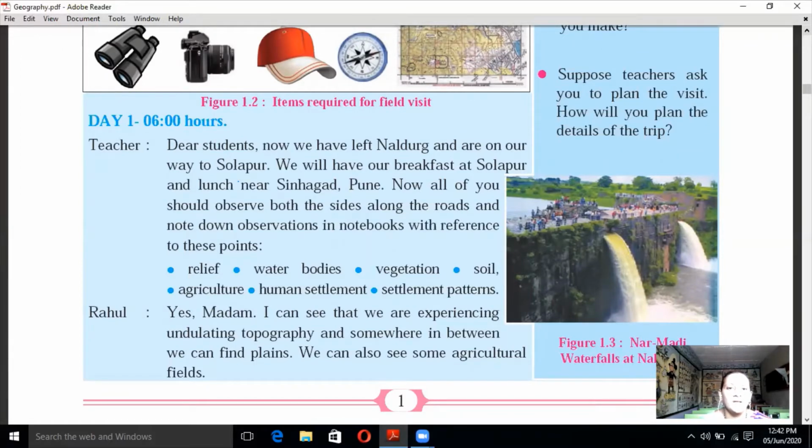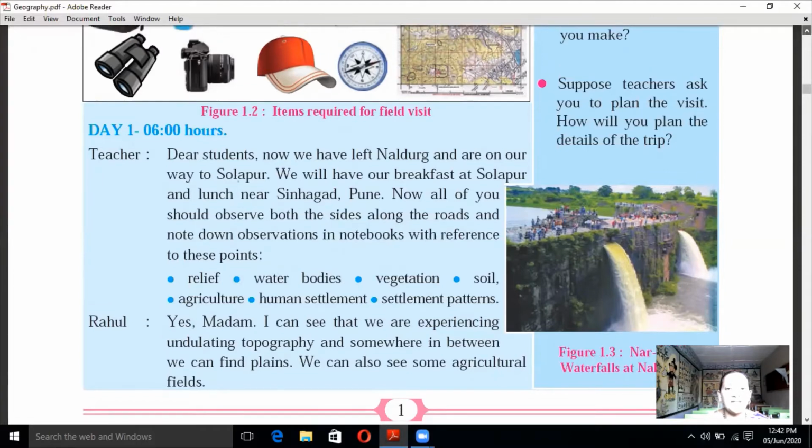Now, the teacher told the students that they have to observe both sides along the roads and note down whatever they are seeing while they are traveling. They have to refer to these points: relief, water bodies, vegetation, soil, agriculture and human settlement, and also settlement patterns, that is, which patterns the people use.